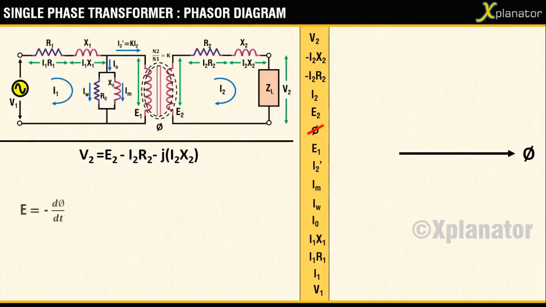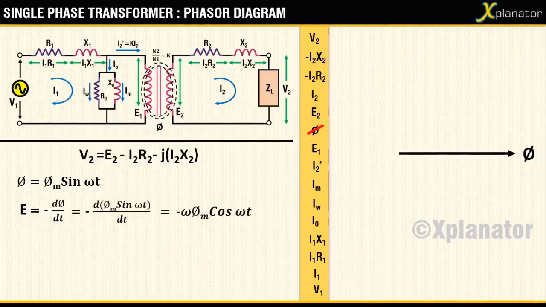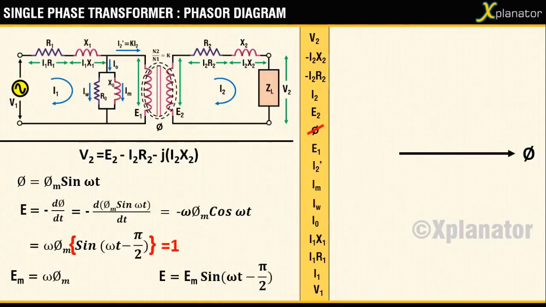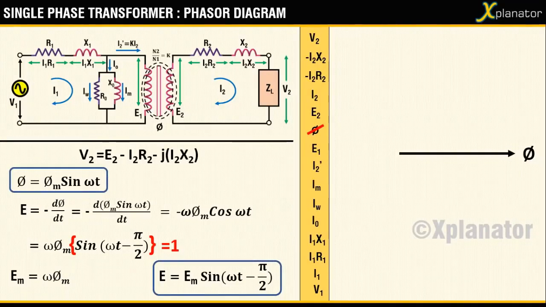However, according to Lenz's law, E equals minus d phi by dt. If the flux flowing in the transformer core is given as phi equals phi m sine of omega t, then the induced EMF E can be written as minus omega phi m cos of omega t. Rearranging the terms in sine form, you will get omega phi m sine of omega t minus pi by 2. When sine attains its maximum value of 1, the equation will attain its maximum value of Em equal to omega phi m. Therefore, the EMF equation may now be written as E equal to Em sine of omega t minus pi by 2. Comparing both these equations, you see that E lags phi by 90 degrees. So you can draw E2 with reference to phi as lagging by 90 degrees. It points in the minus y direction.